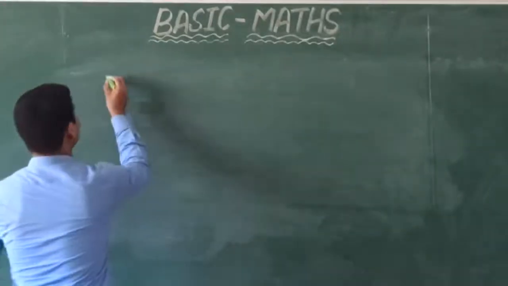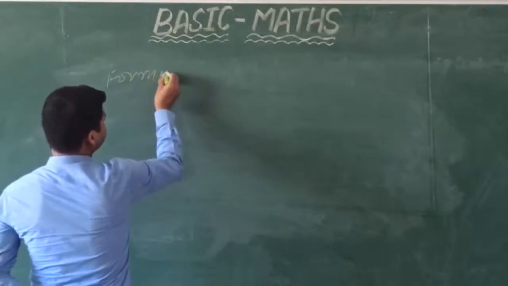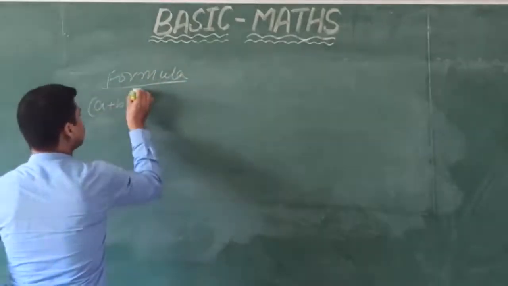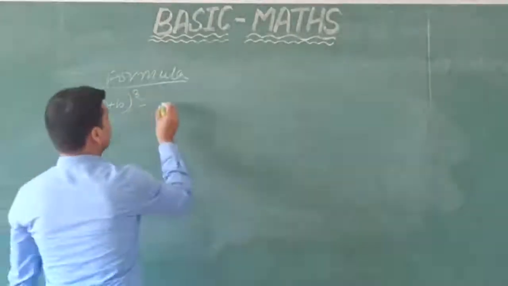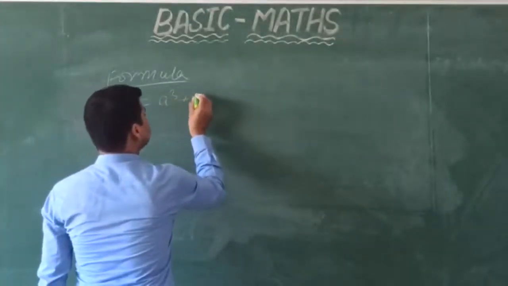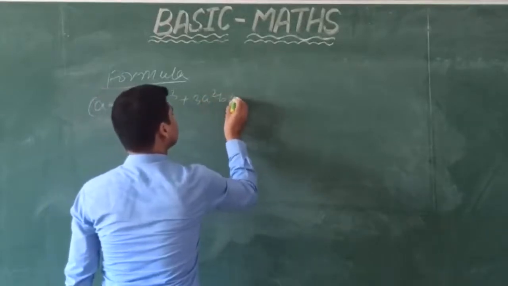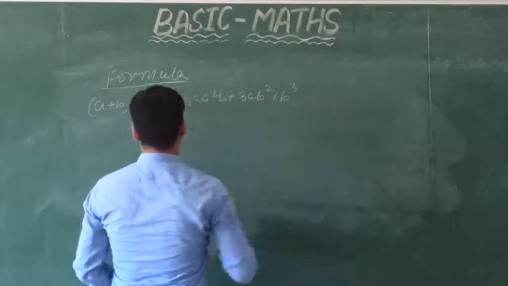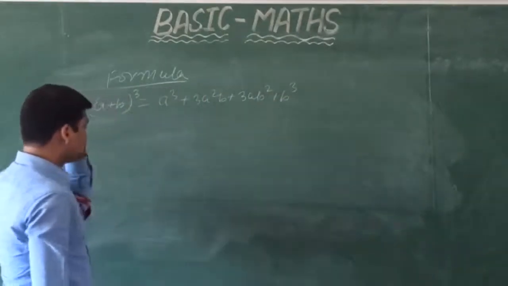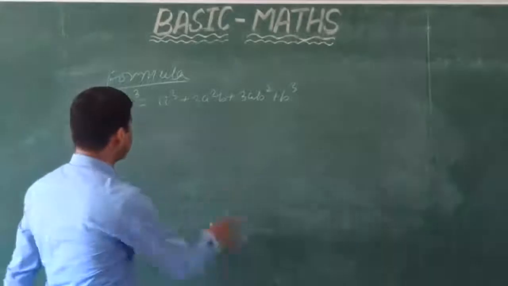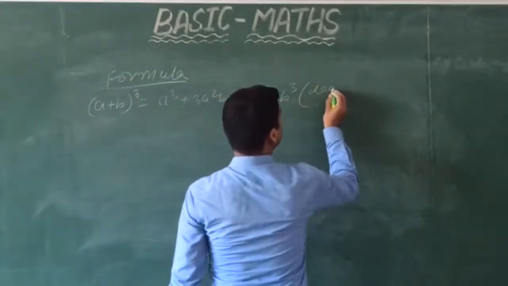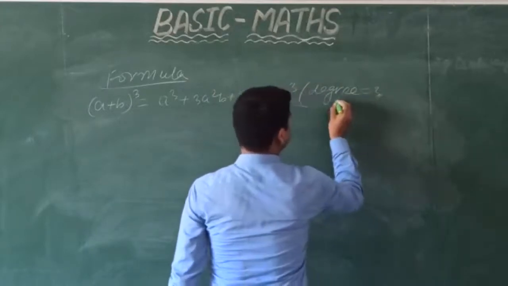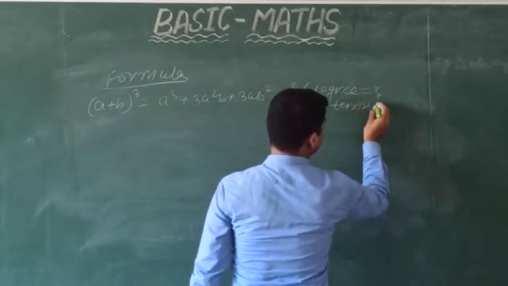Next is a formula. See this here, we know the basic formula for a plus b whole cube. What is the formula of a plus b whole cube? We know that it is a cube plus 3a square b plus 3ab square plus b cube. Okay, now see this here. If you notice one thing here, the degree is 3 and terms are 4.